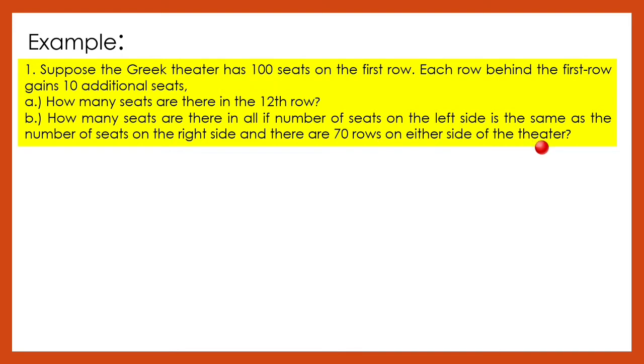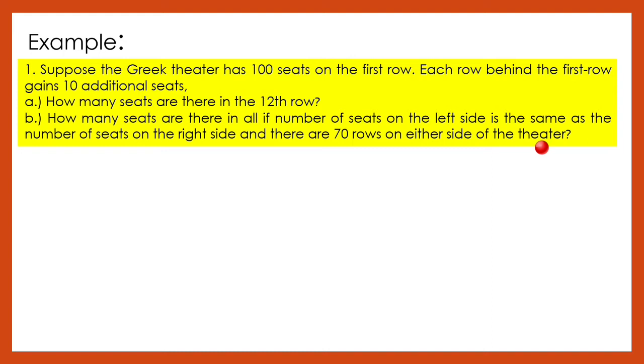Kung mapapansin natin, ang next row can be gained by adding a constant number, which is 10 additional seats. Therefore, we can say that this problem involves arithmetic sequence. So, recall natin yung formula para makuha yung nth term of the arithmetic sequence. That is a sub n equals a sub 1 plus n minus 1 times d.